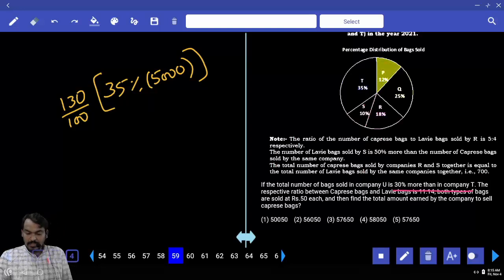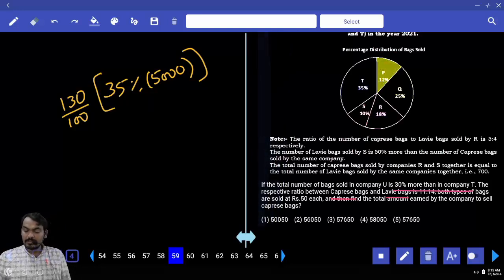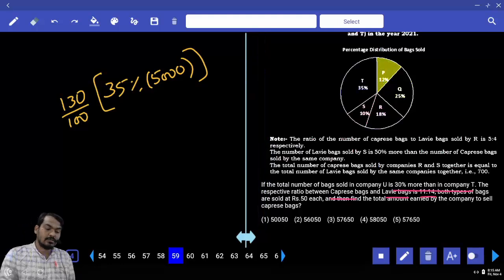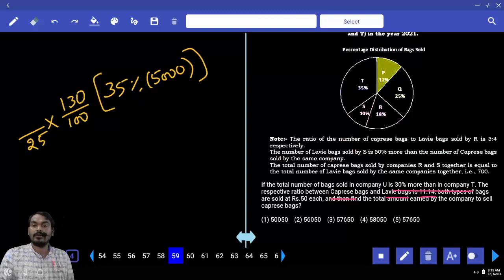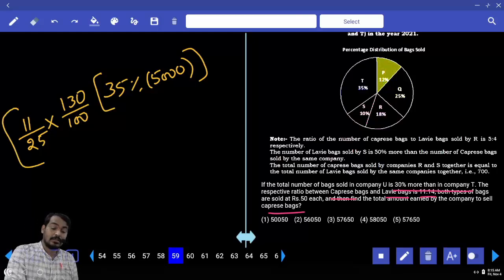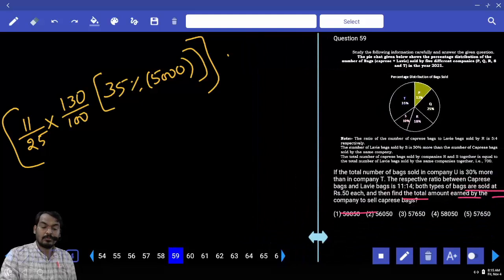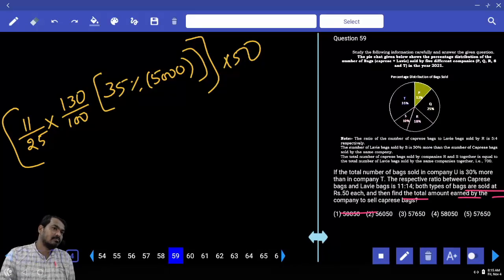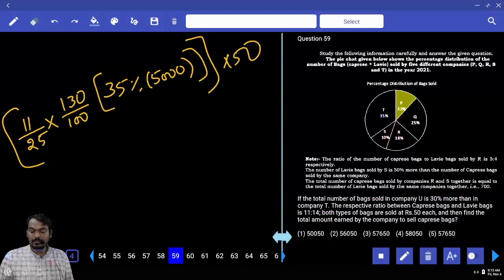In this one, C bags and L bags are in which ratio? 11:14. Means total how many parts? 25 parts. It is distributed over 25 parts. But which one do we require? C parts. C means how many parts? 11 parts. We get the C type of bags. But every one is sold for how many rupees? 50 rupees. Means multiply by 50. And here 11 means the answer must be a multiple of 11. The first option is a multiple of 11.